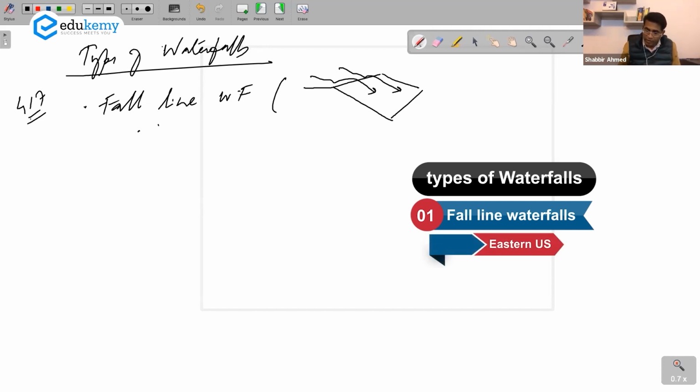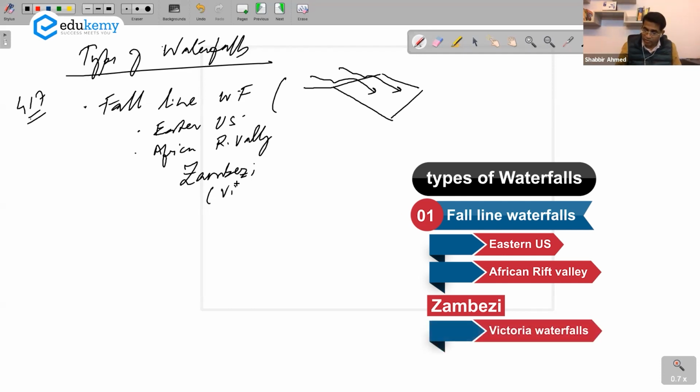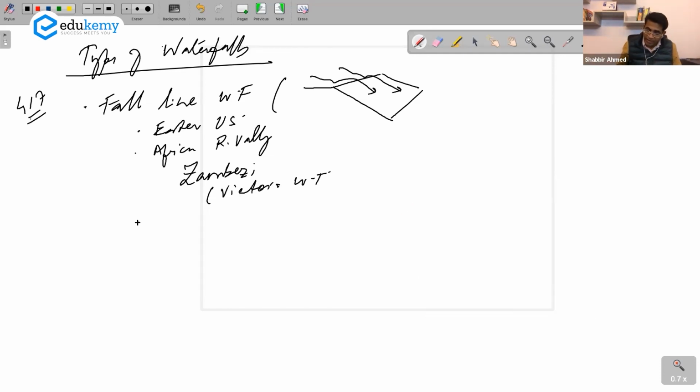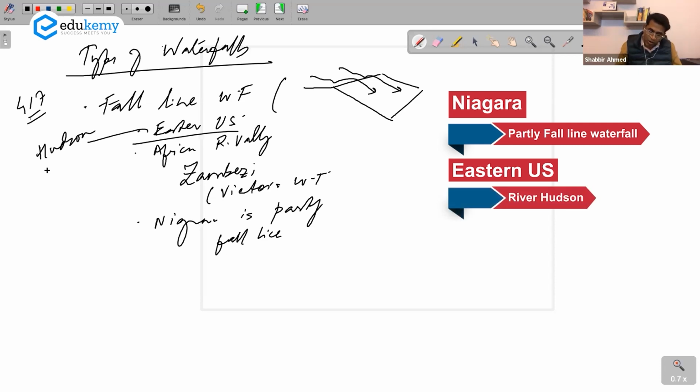This is in eastern US, and you also have these along the African Rift Valley. Have you heard about a large river called Zambezi? Zambezi falls over the fault, and where it falls, you have one of the largest waterfalls, Victoria Waterfall. In fact, even Niagara is partly a fall line waterfall. In eastern US, River Hudson has a waterfall. River Potomac has a waterfall.